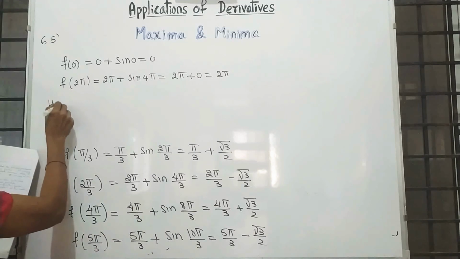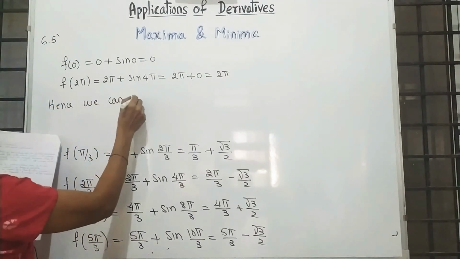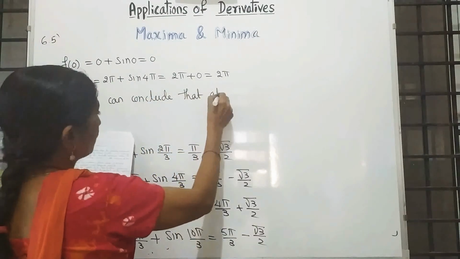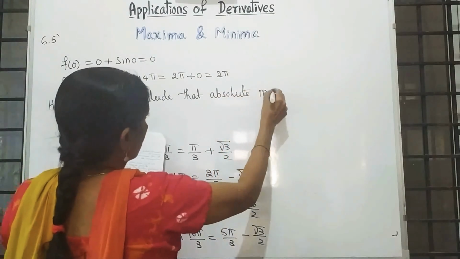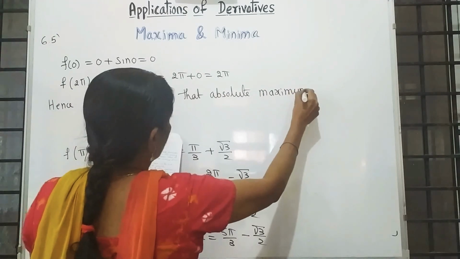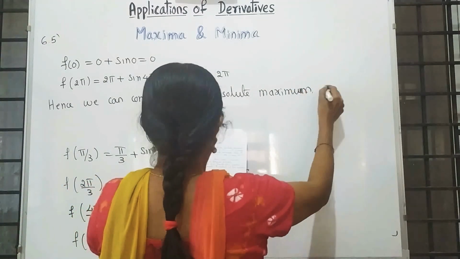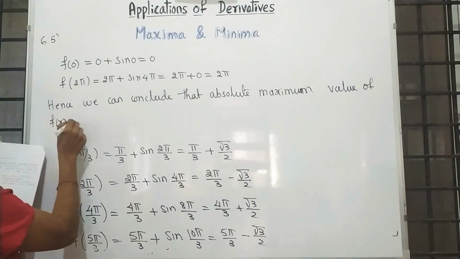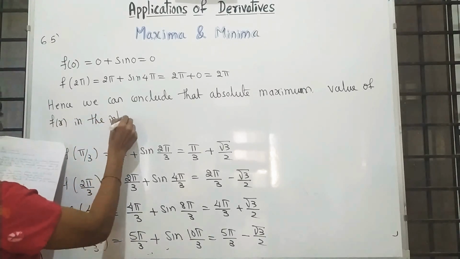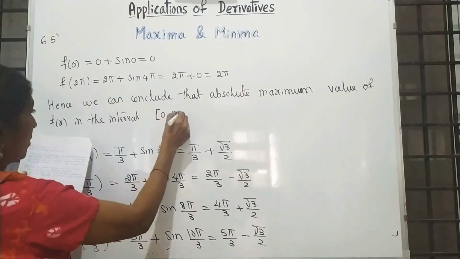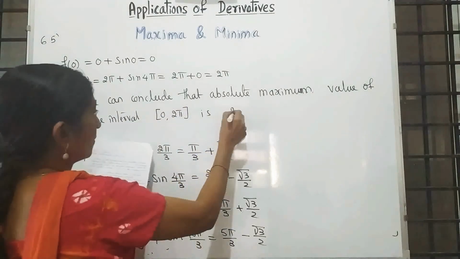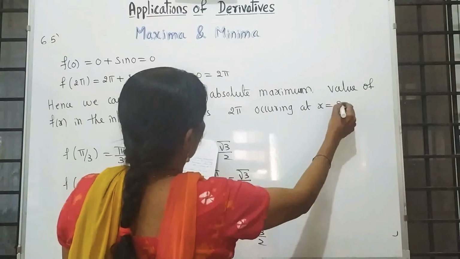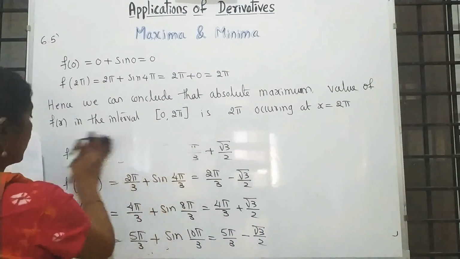Hence, we can conclude that the absolute maximum value of f of x in the interval 0, 2 pi is 2 pi, 360 degree, occurring at x is equal to 2 pi, and absolute minimum value is 0. See those values.